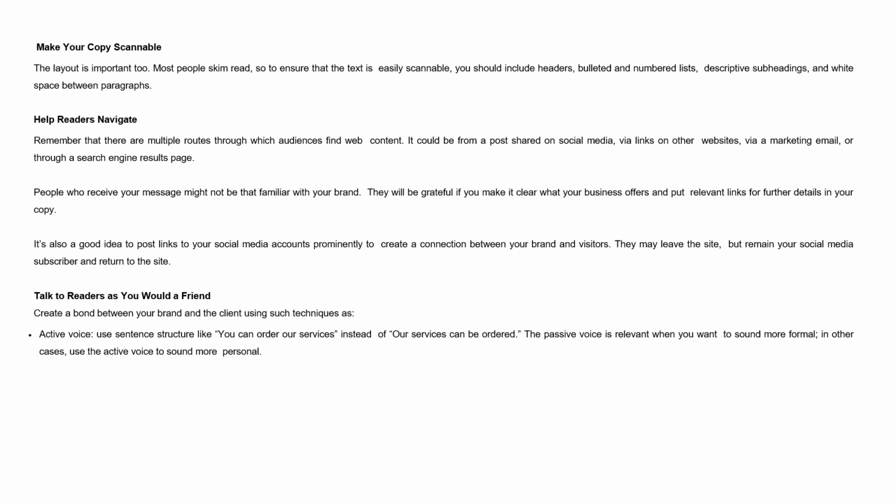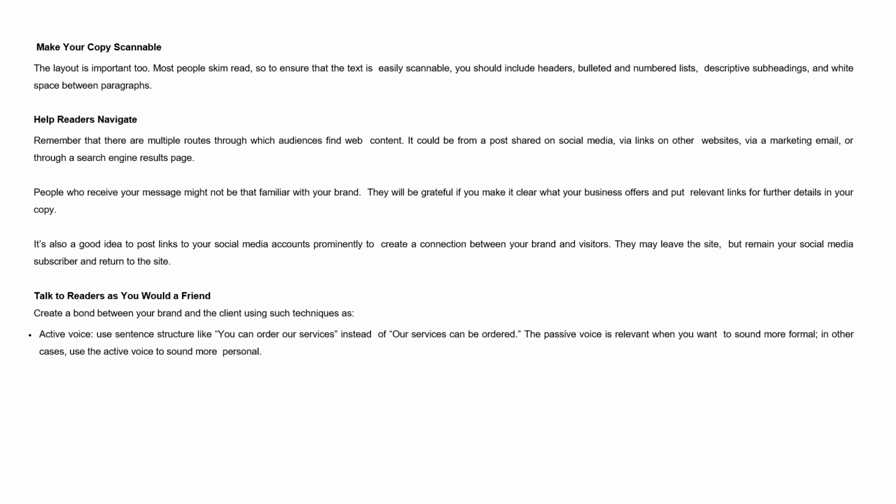Make your copy scannable. The layout is important too. Most people skim read, so ensure that the text is easily scannable. You should include headers, bulleted and numbered lists, descriptive subheadings, and white space between paragraphs.